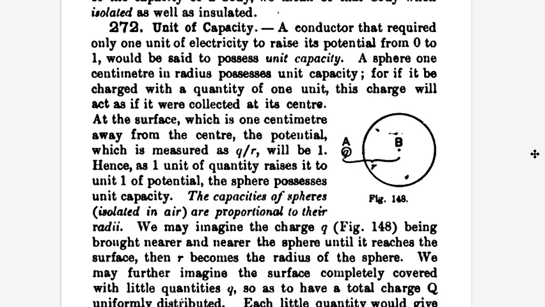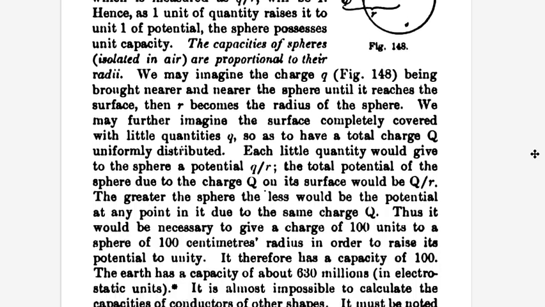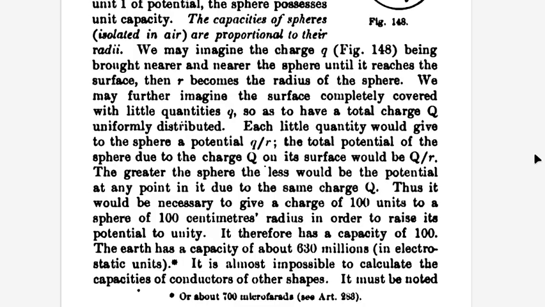272. Unit of capacity. A conductor that required only 1 unit of electricity to raise its potential from 0 to 1 would be said to possess unit capacity. A sphere 1 centimeter in radius possesses unit capacity, for if it be charged with a quantity of 1 unit, this charge will act as if it were collected at its center. At the surface, which is 1 centimeter away from the center, the potential, which is measured as Q over R, will be 1. Hence, as 1 unit of quantity raises it to unit 1 of potential, the sphere possesses unit capacity. The capacities of spheres, isolated in air, are proportional to their radii.